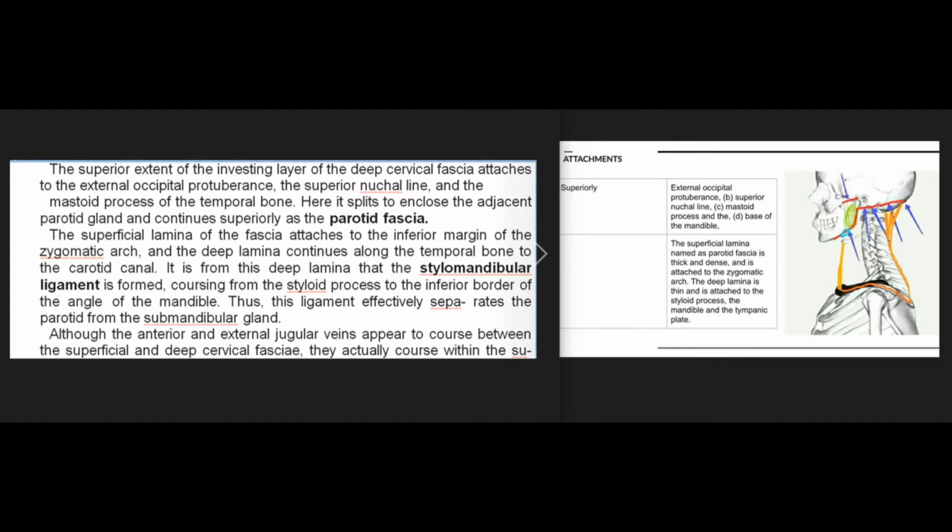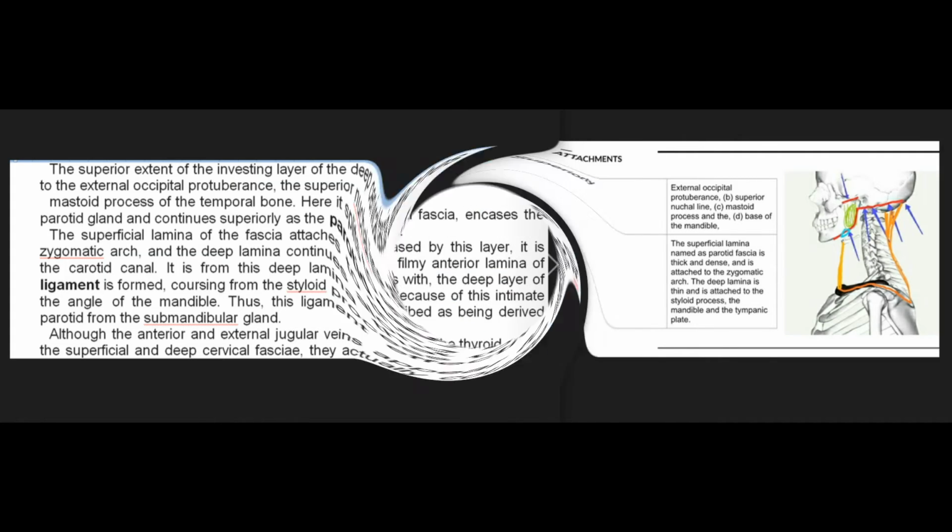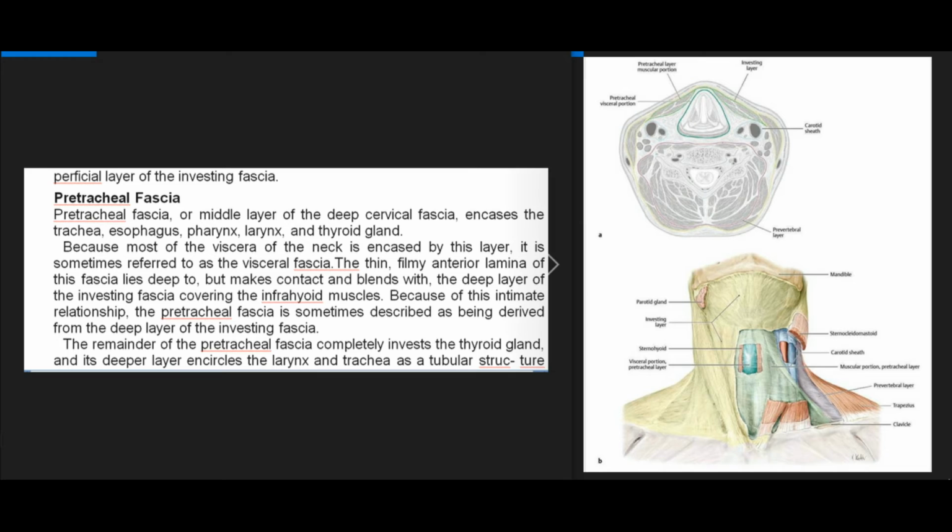Although the anterior and external jugular veins appear to course between the superficial and deep cervical fasciae, they actually course within the superficial layer of the investing fascia.